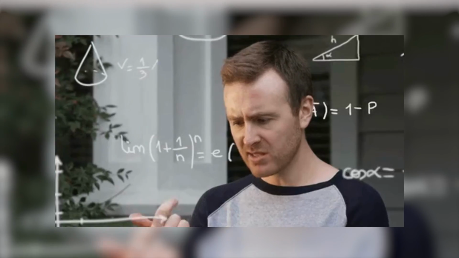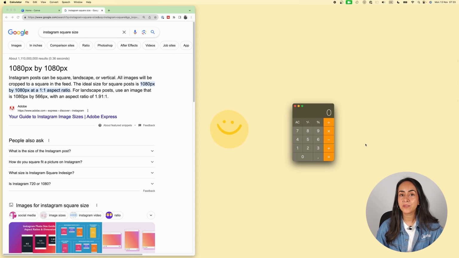First, we need to calculate the size of the complete puzzle so we can then create a custom size Canva document. We want to create an Instagram post that has a 3x3 grid. That means that we need to take the size of one single square post, which is 1080 by 1080, and then we are going to multiply it by 3.